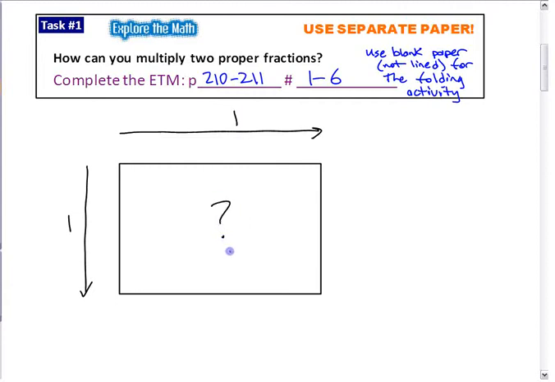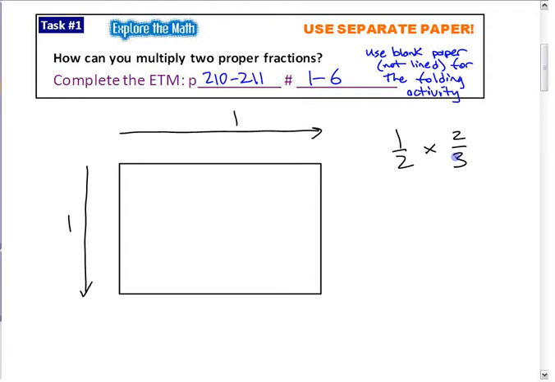What's the area of this then? If you have something that's 1 by 1, what's its area? 1, right? 1 times 1 gives us 1. If we want to model multiplication of fractions, let's do some easy ones like 1/2 times, I don't know, how about 2/3? 1/2 times 2/3. I want you to take the paper and we're going to fold the paper to represent this.